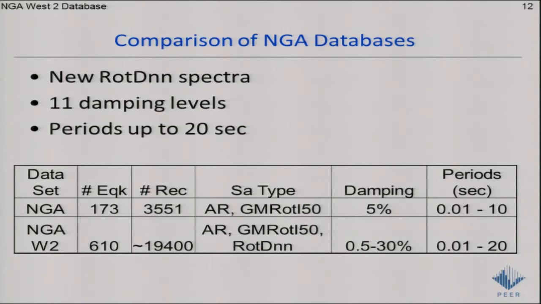Just to overview some of the key changes between the NGA1 and NGA West2 project, we have a new rotated spectra, which is the ROT-DNN. There's 11 new damping ratios provided, and also the period range was extended up to 20 seconds.